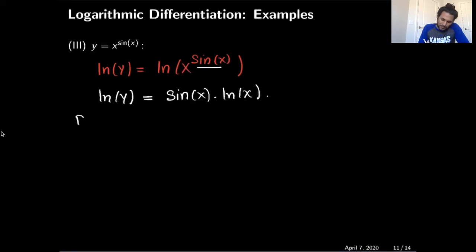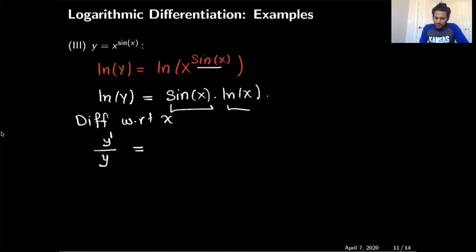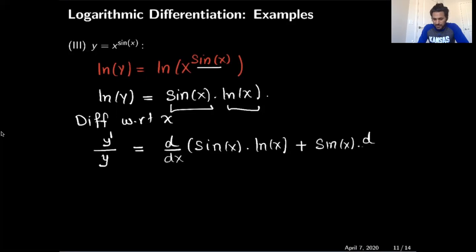Now we will differentiate both sides to finish off this problem. So differentiating with respect to x, the derivative of natural log y is y prime over y, and the derivative of this function is by using the product rule. Or in other words, d/dx of sine x times the logarithm function as it is, the second function stays there, and then sine x times d/dx of the second function, which is the natural log of x.